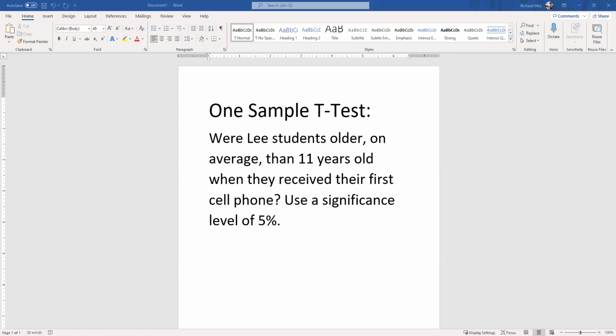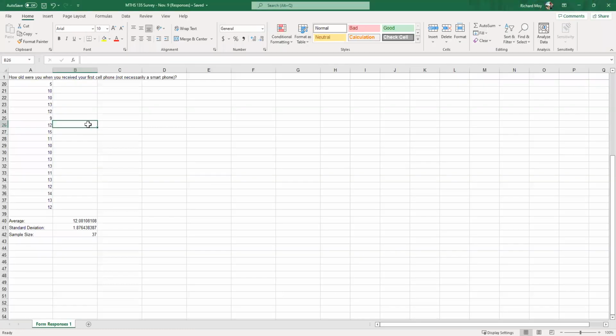So whenever you're testing a question, first you go to your Excel sheet and you take a look at your data and you compute, in this case, the average and the sample standard deviation. In this case, we see that in our sample, students were 12.08 years old on average when they received their first cell phone, with a standard deviation of 1.876 years. And our sample size was 37 students.